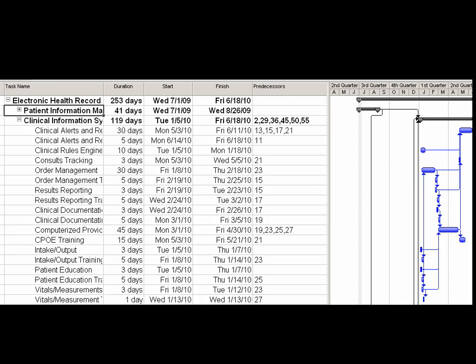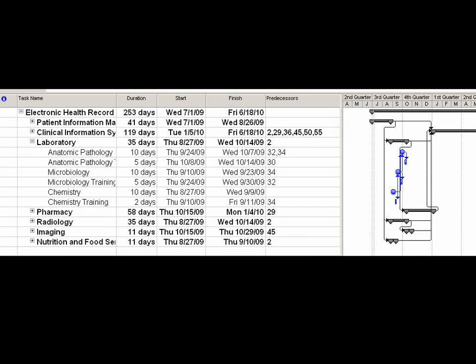I will now go briefly through the major task groups that cover the ancillary departments: laboratory, pharmacy, radiology, imaging, and nutrition and food services. Here is a breakdown of the subtasks in laboratory. As you can see, there are 6 subtasks with a total of 35 days.